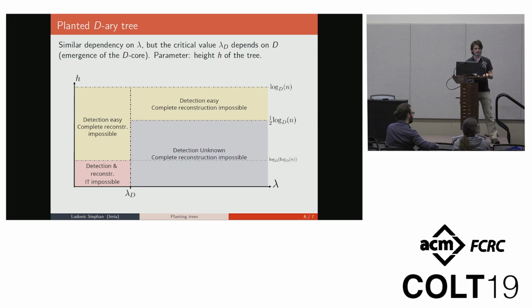However, we also proved that complete reconstruction is always impossible as long as the height is less than log in base d of n, which corresponds to a k much less than n. That's because the leaves of such a tree make up a positive proportion of the vertices, and they are hard to recover even if we know the first h-1 levels of the tree. So it's impossible to have an overlap of roughly k.